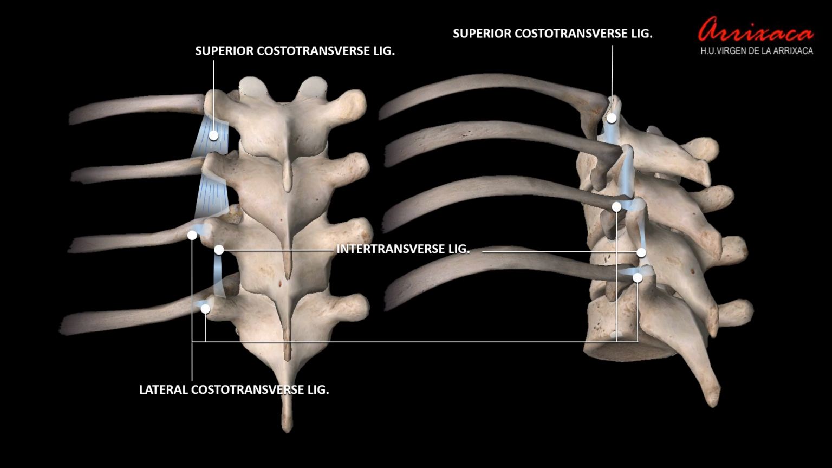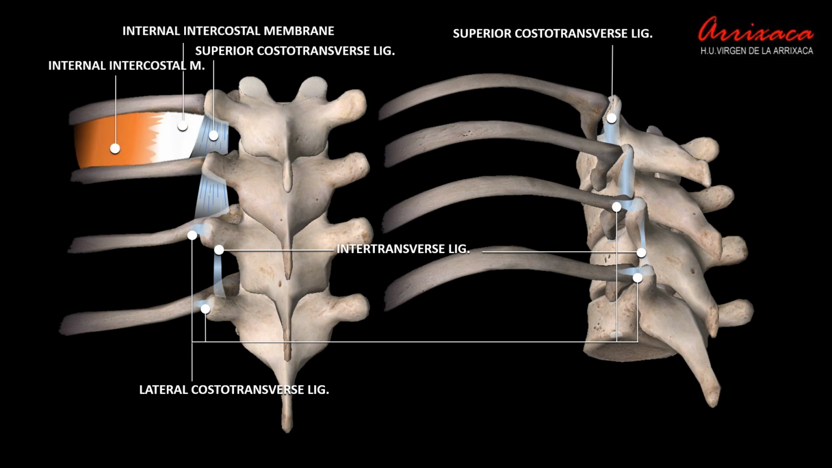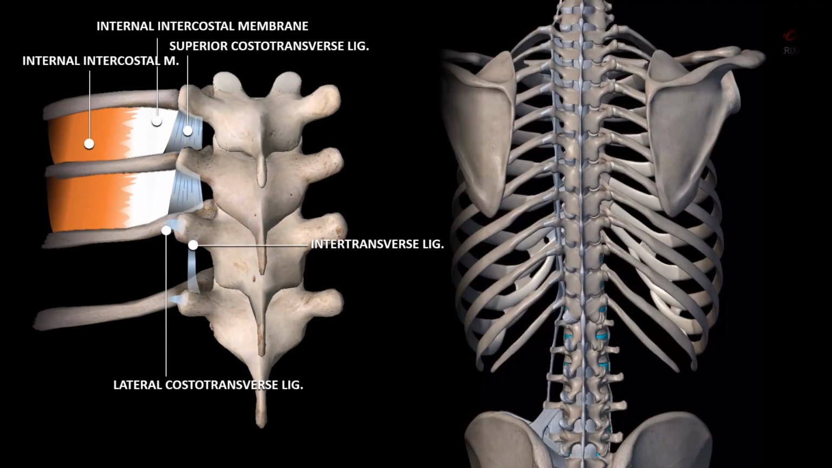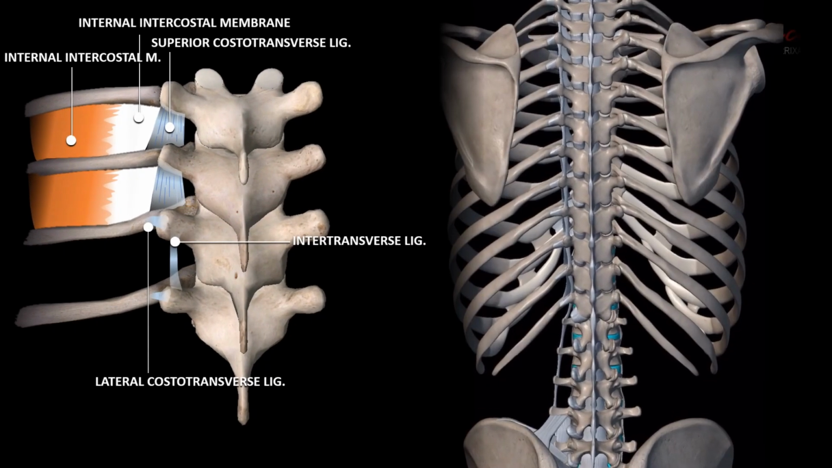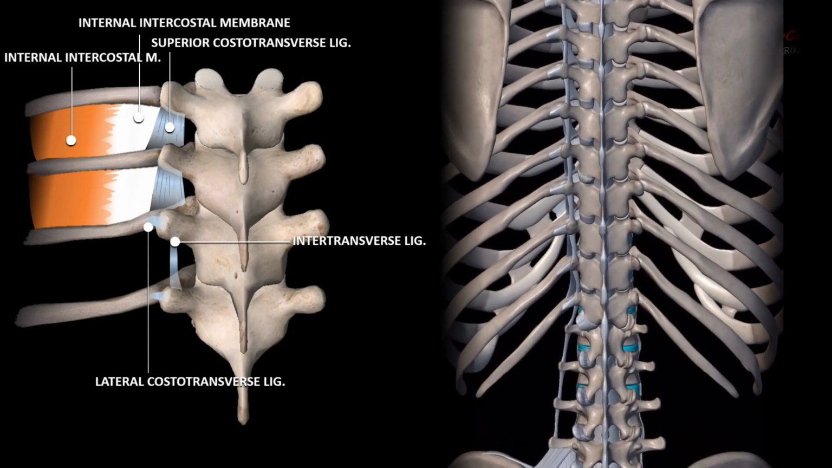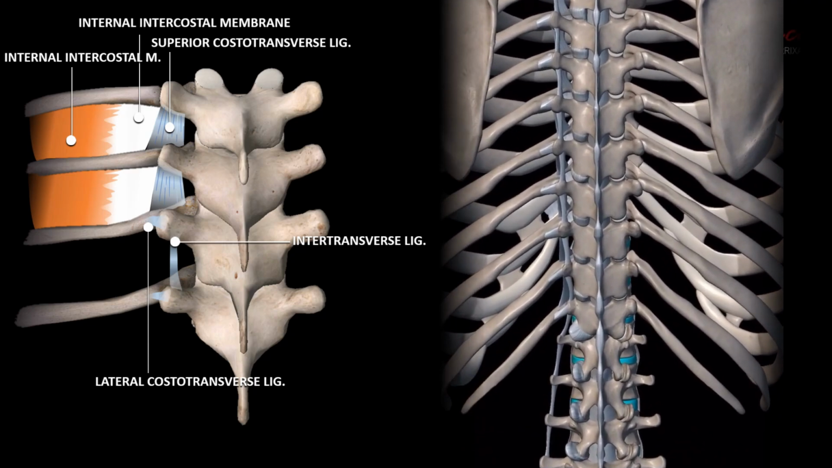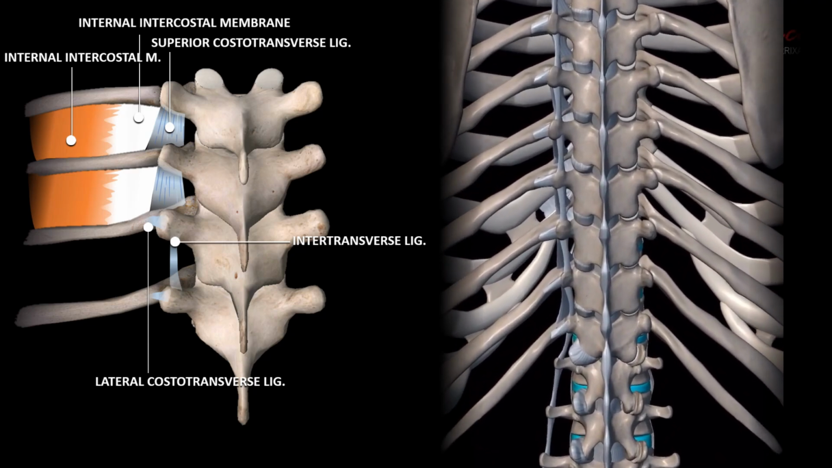This famous superior costotransverse ligament that everyone has heard of has been classically described as a continuity of the internal intercostal membrane, an aponeurotic termination of the internal intercostal muscle. In this three-dimensional video, you can observe the most relevant ligaments that could act as a barrier to the passage of local anesthetic when performing paraspinal blocks.